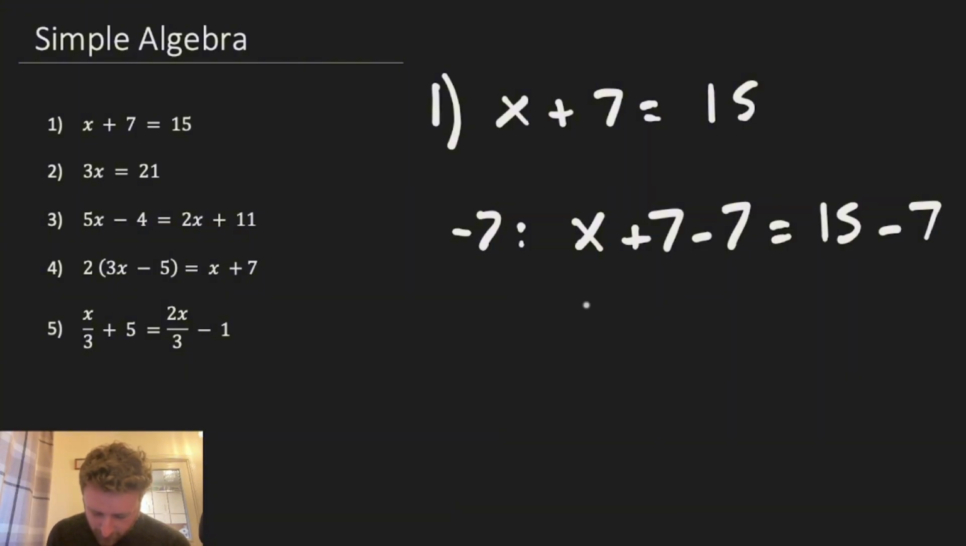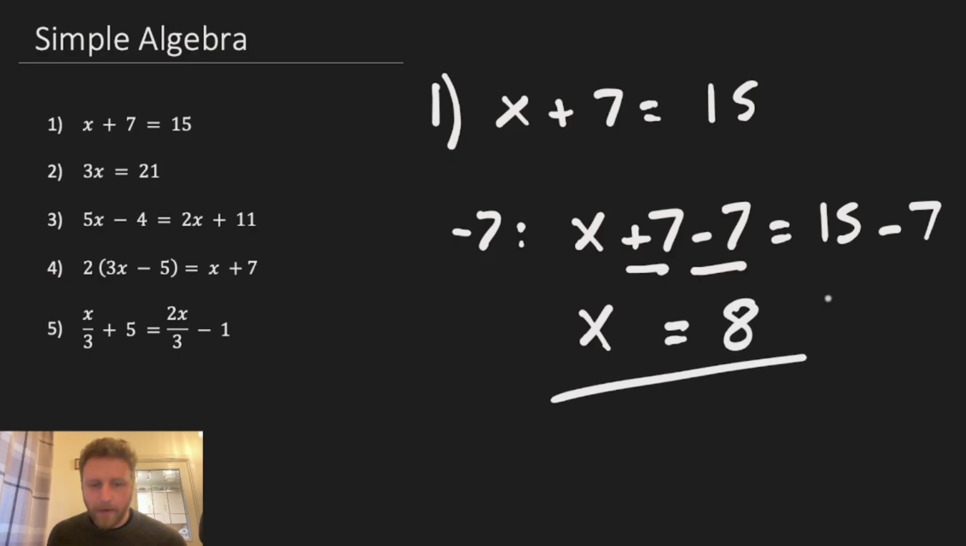So on the left hand side we'll have the x, because the plus 7 and the minus 7 cancel each other out. And then 15 minus 7 leaves us with 8. So we have x is equal to 8. That one's nice and solved. Let's go on to the next one.